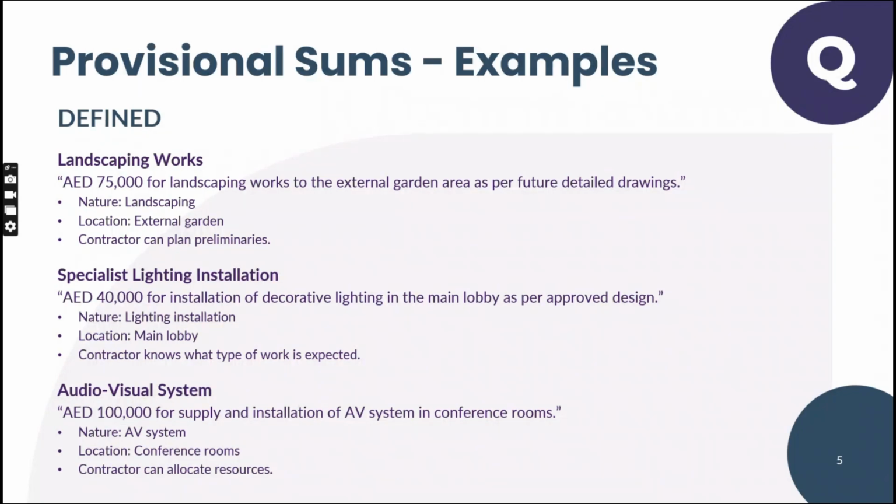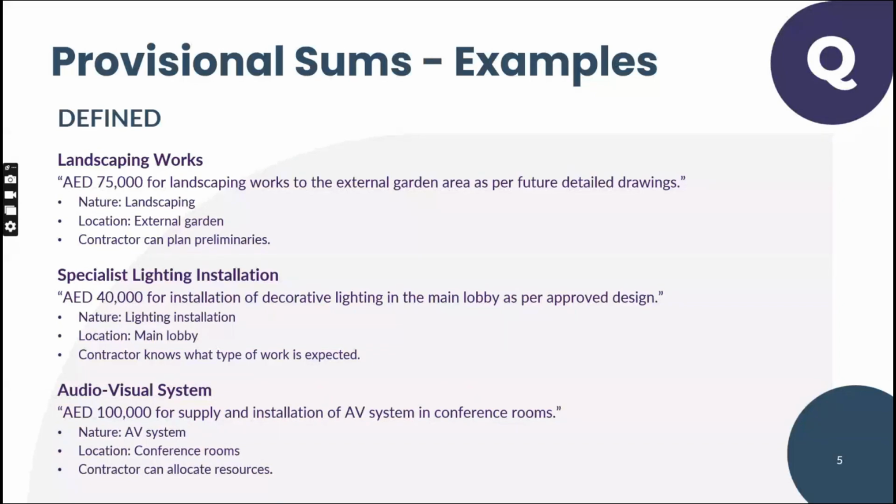So the nature, you know, is landscaping, and the location is the external garden. When you know the nature of the work, the location, and the limitations, the contractor can price the preliminaries. The third point, the contractor can plan the preliminaries. I will explain that in detail in upcoming slides.